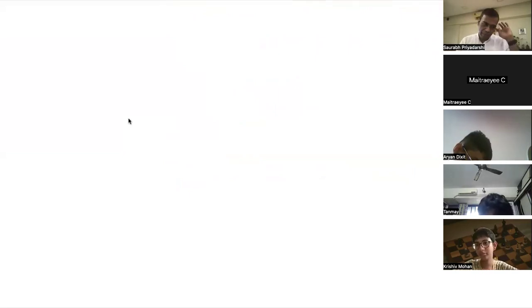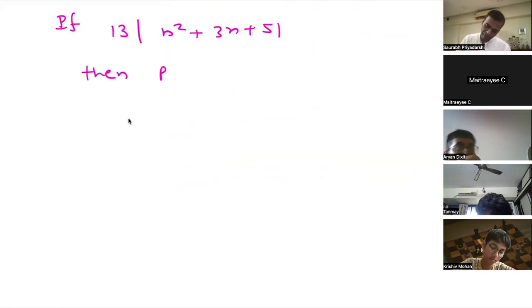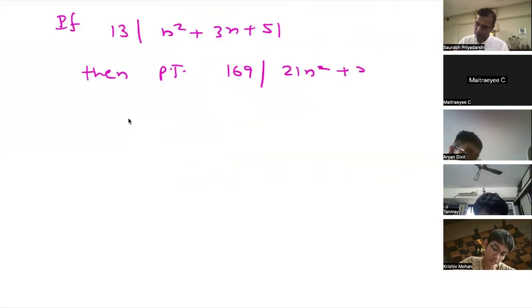Now I'm directly coming to the question, how it will work on this. If 13 divides n square plus 3n plus 51, then prove that 169 divides 21 n square plus 89n plus 40.